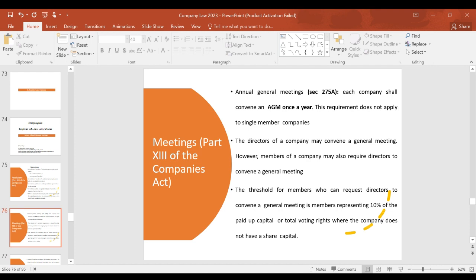So, who can convene a meeting in a company? So, the directors may convene a meeting, which is an annual general meeting.